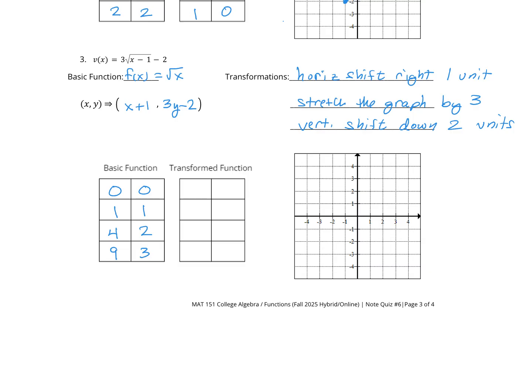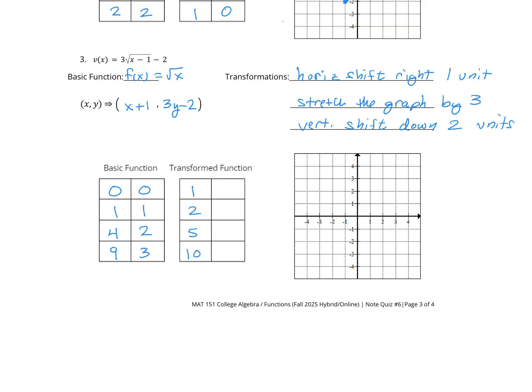All right, now let's do our transformation. You will notice that the x's are all going to be bumped up by 1. So 0 plus 1 makes 1. 1 plus 1 makes 2. 4 plus 1 makes 5. And then 9 plus 1, of course, makes 10. The y values are going to be tripled, multiplied by 3, and then we subtract 2.